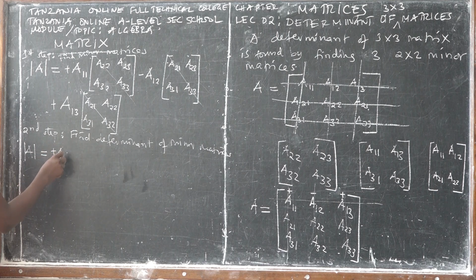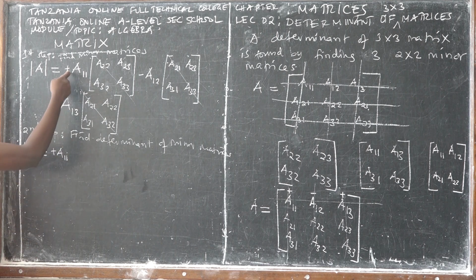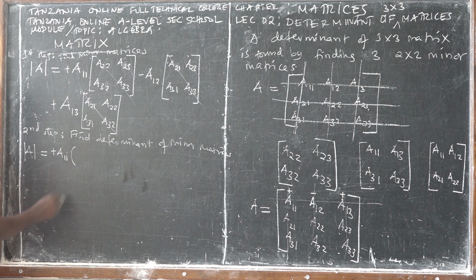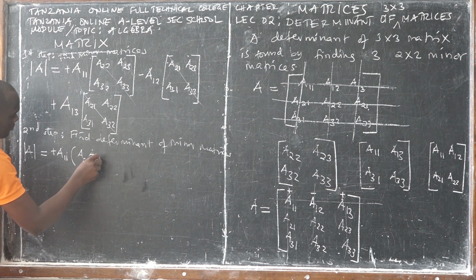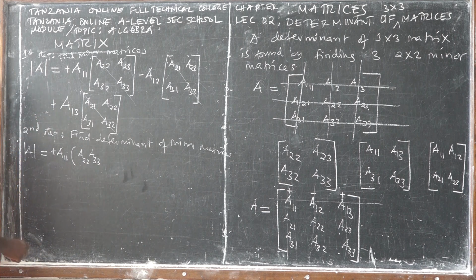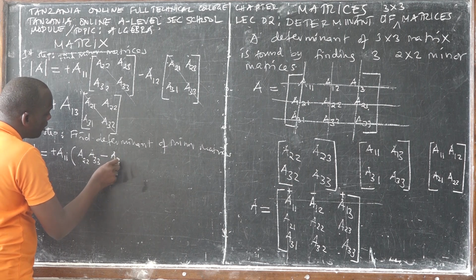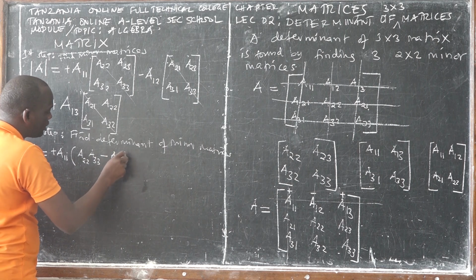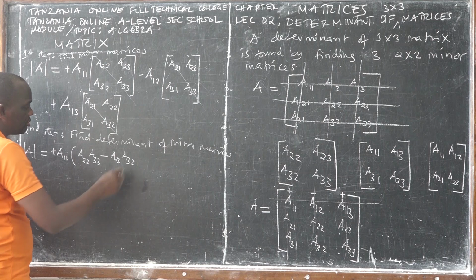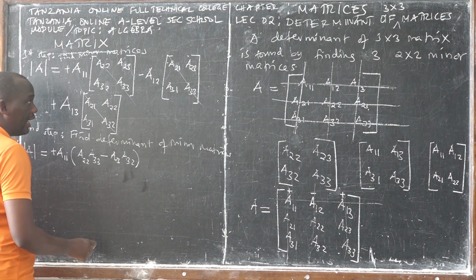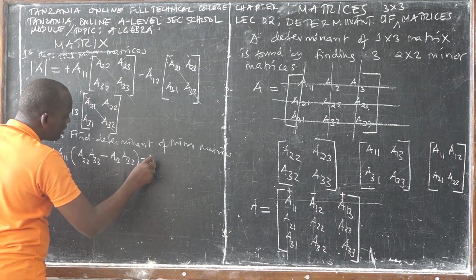Positive A11, because sometimes the elements you may find are negative. Then we open bracket like this. Main diagonal is what? A22 times A33, right? Minus A23 times A32. Okay? Yes. Then minus A12.